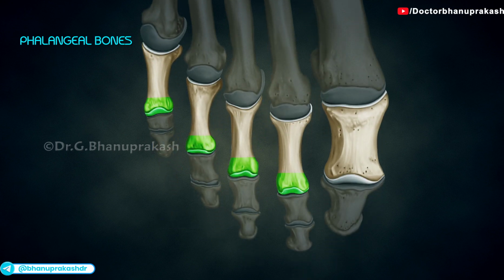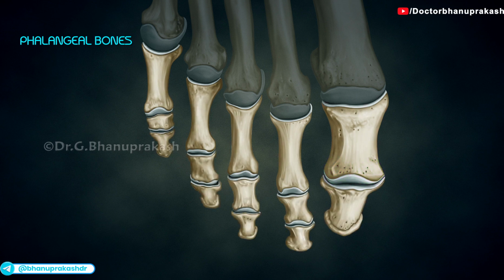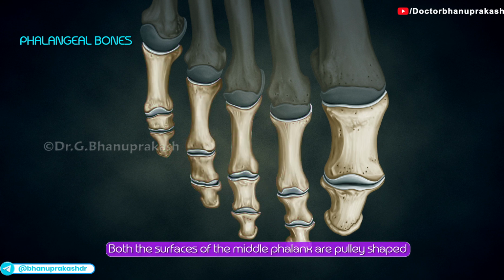The distal end of the proximal phalanx has a pulley-like surface which articulates with the middle phalanx in the lateral 4 toes and the distal phalanx in the great toe. The great toe has 1 interphalangeal joint, whereas the remaining 4 toes have a proximal and a distal interphalangeal joint. Both the surfaces of the middle phalanx are pulley-shaped.